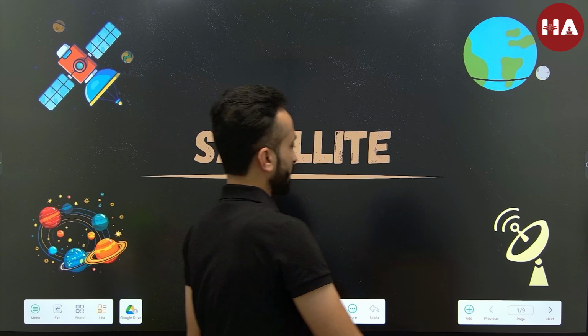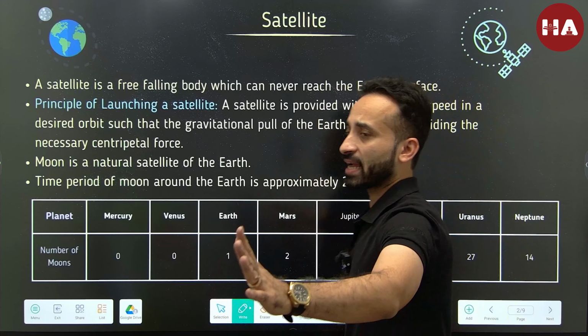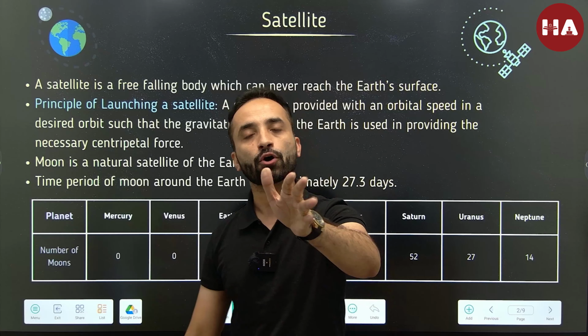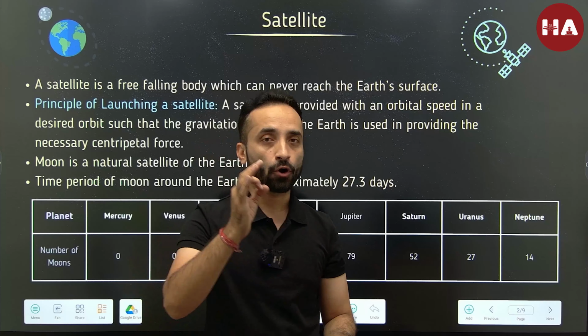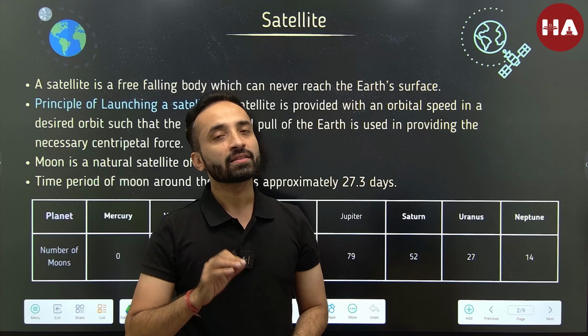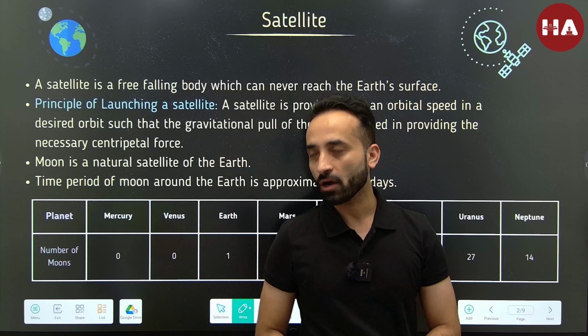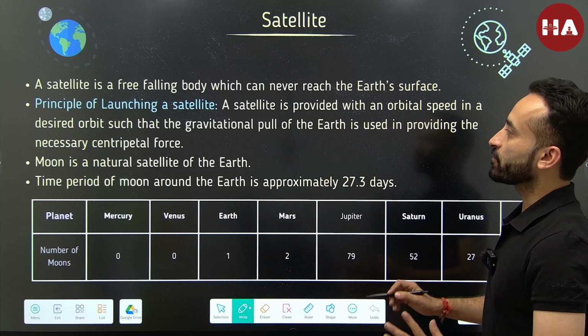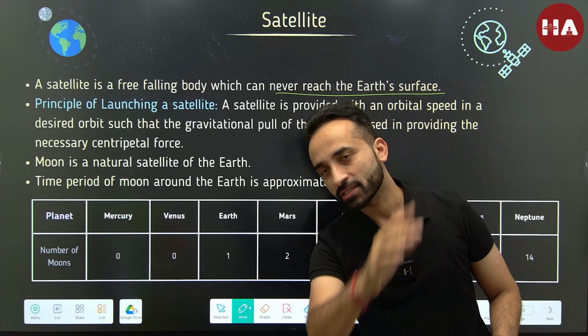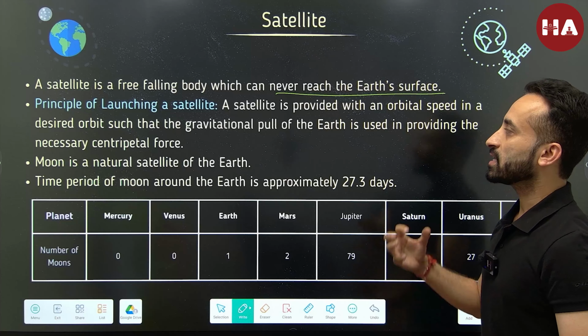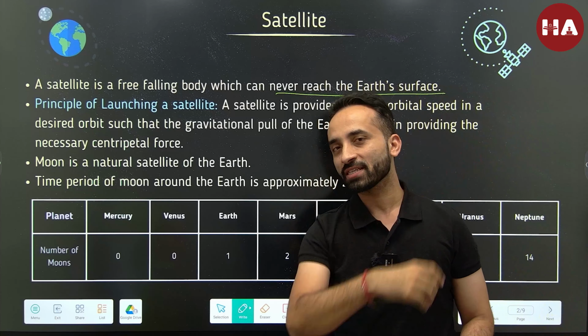Alright, so the first thing is, what is a satellite? It is a free falling body. But then the question arises, why does it not fall on the surface of the Earth? The answer is here. Let's find it out. A satellite is a free falling body which can never reach the Earth's surface. That's the first thing. Next, what is the principle of launching a satellite?